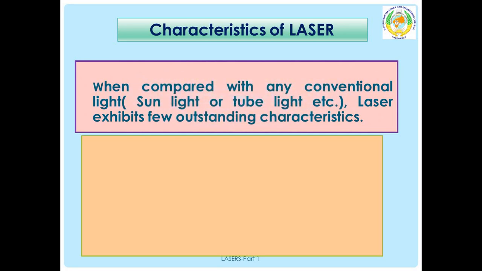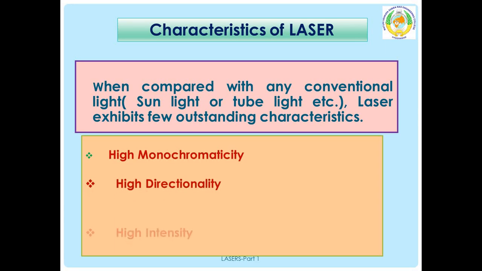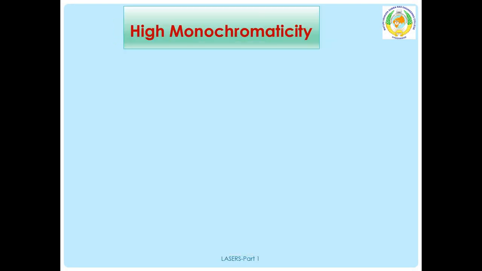Then we will talk about the characteristics of lasers. What is it that makes laser superior to the ordinary light source? In what way is it superior? When we compare any other conventional light like sunlight or tube light, laser exhibits a few outstanding characteristics. They have high monochromaticity, high directionality, high intensity, and high coherence. We will discuss each of them one by one in the next slides.